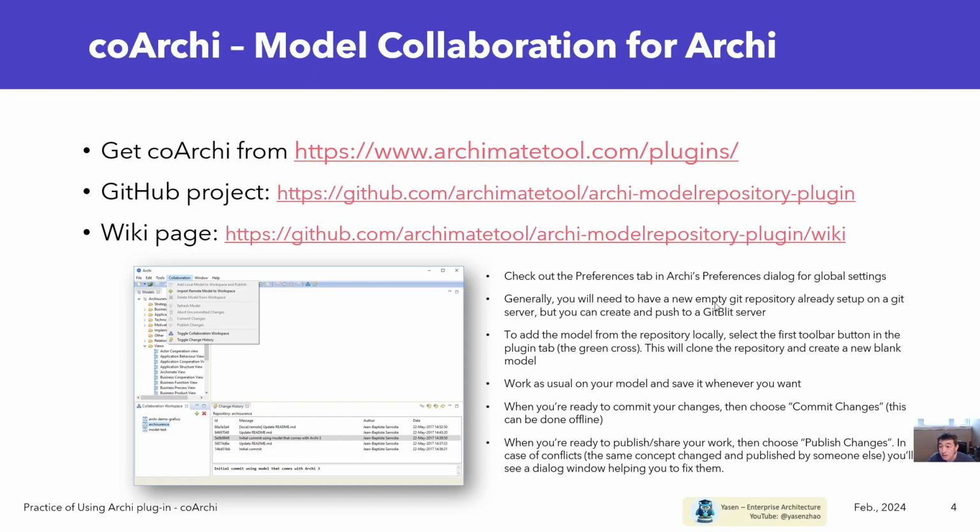Generally, you will need to have a new empty Git repository set up on the Git server. But you can also create your local model, then just publish that to the remote repository. So this is published to the Gitblit server, and I will demo that. You can also add a model from a repository locally, or you can clone from the remote, depending on your role.